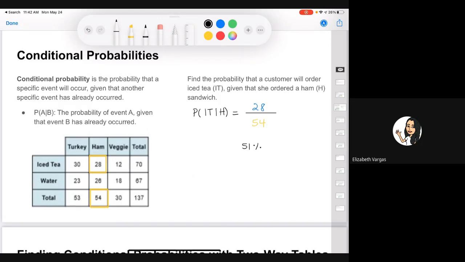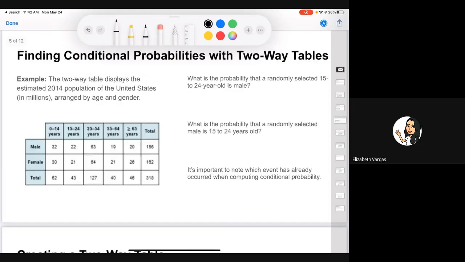Okay, so in two-way table probabilities, you're just using the table to solve the problem. So here's some other ones we're going to look at. This says, what is the probability that a randomly selected 15 to 24-year-old is male? So the first criteria I want to meet is they have to be male. So they have to be male. And they're going to be 15 to 24-year-olds.